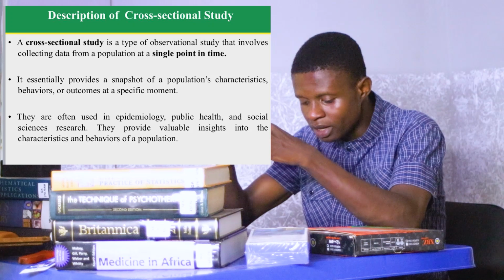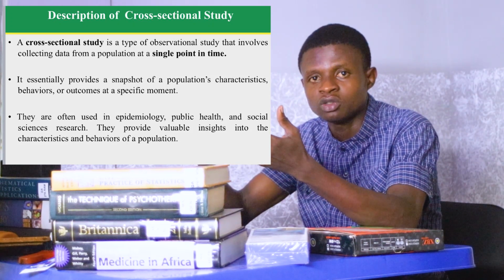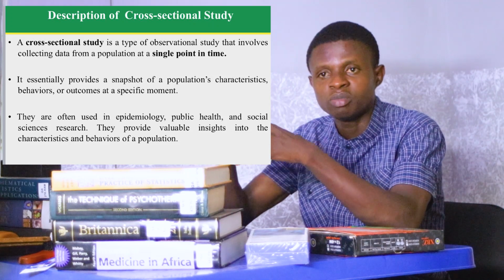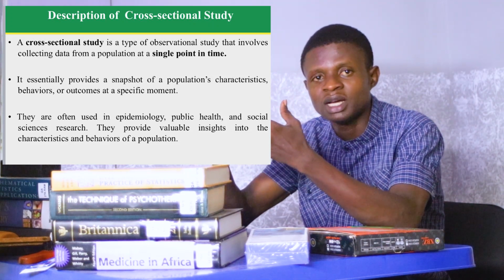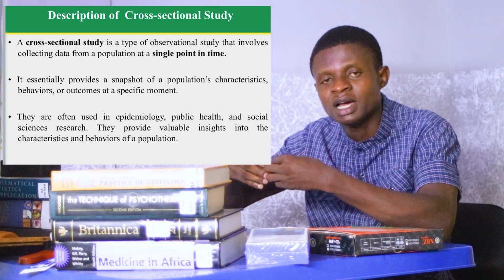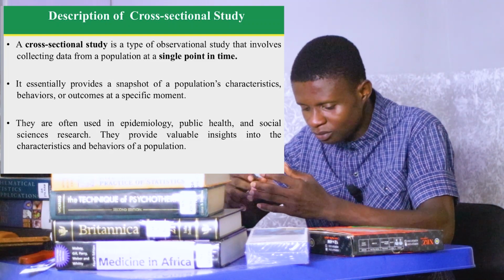And also it provides a snapshot of the population. It makes it possible for you to identify the population and give some characteristics of your study population. It is mostly used in epidemiological studies, public health studies, and social science studies. These are some of the key characteristics of a cross-sectional study.